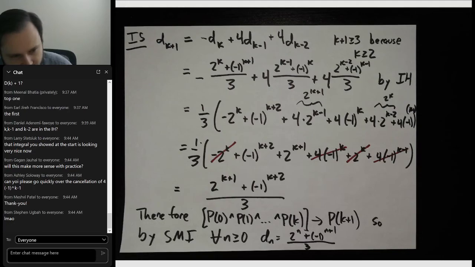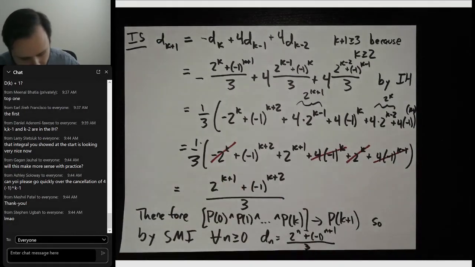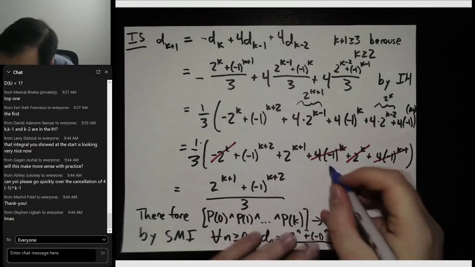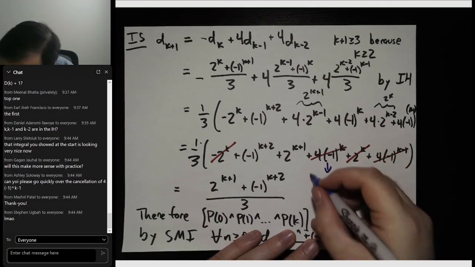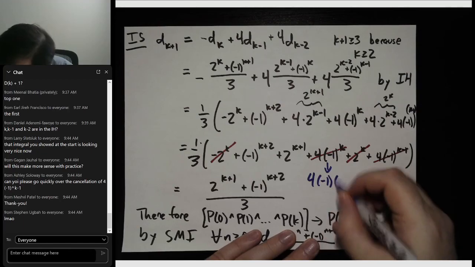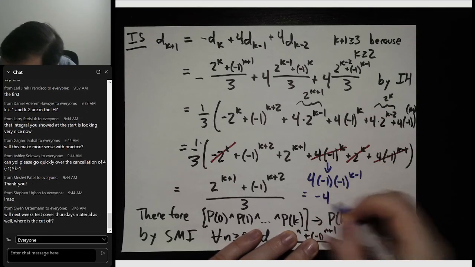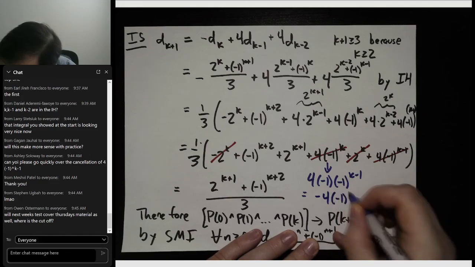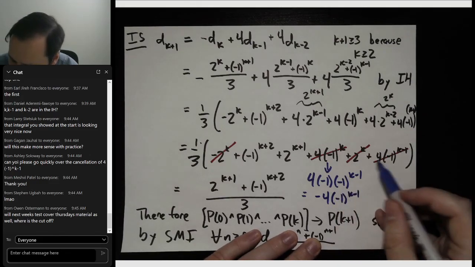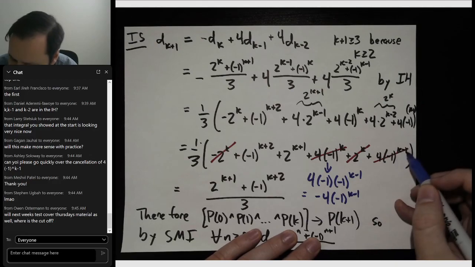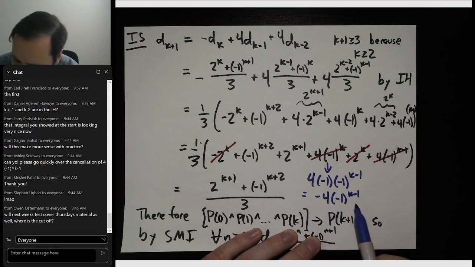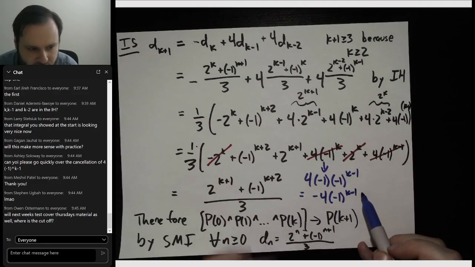Can I go over the cancellation of the 4 times negative 1? Yeah, so if I factor out a minus 1 here, this is 4 times minus 1 times minus 1 to the k minus 1, which is negative 4 times negative 1 to the k minus 1. So I have a plus 4 times negative 1 to the k minus 1, and this is minus 4 times negative 1 to the k minus 1.